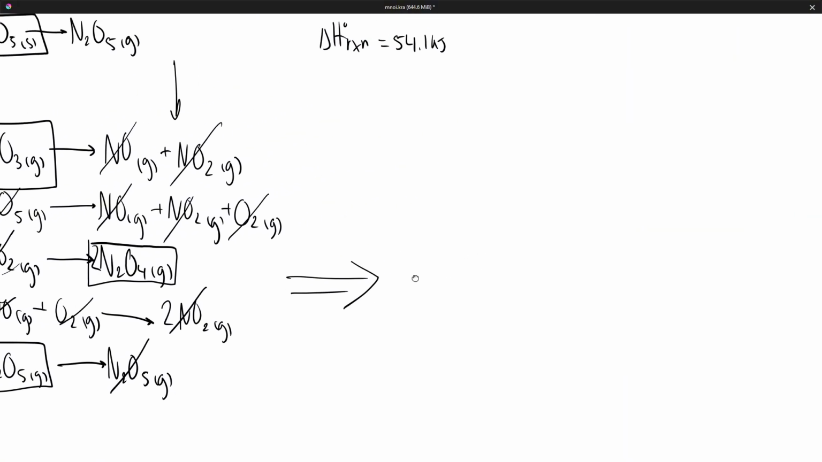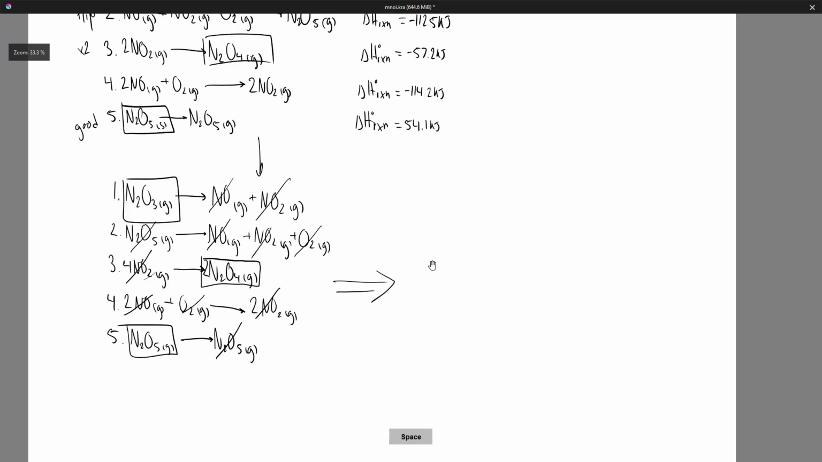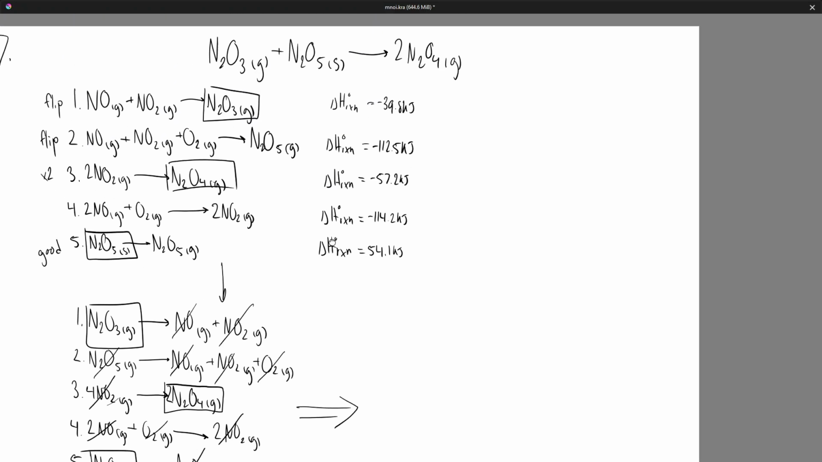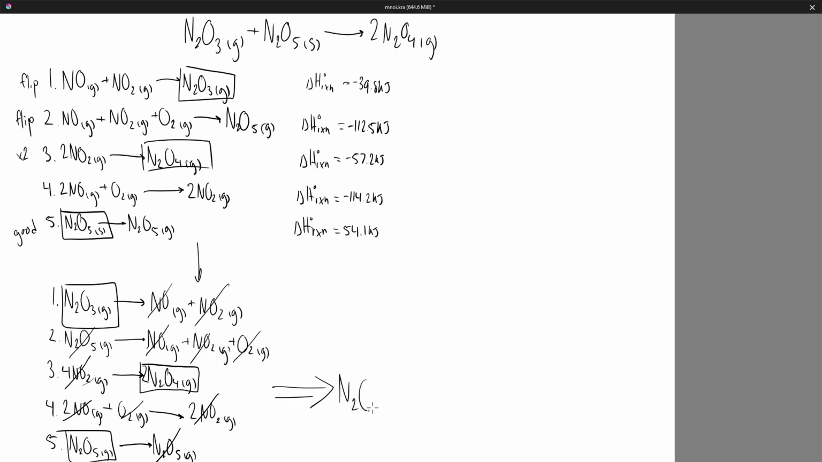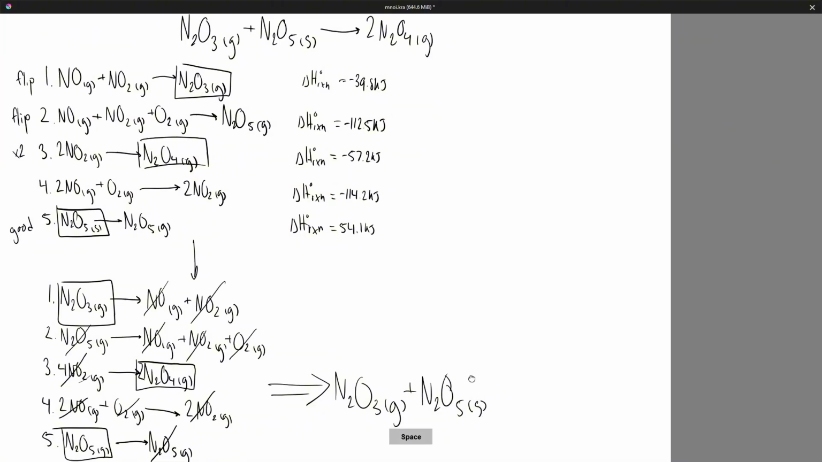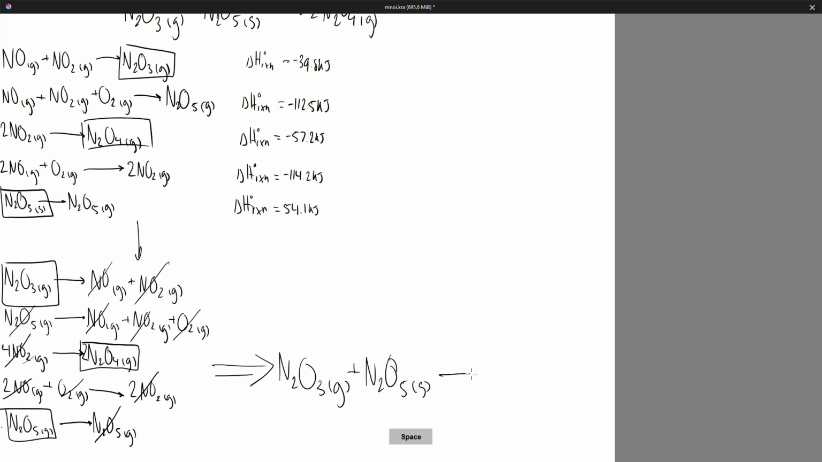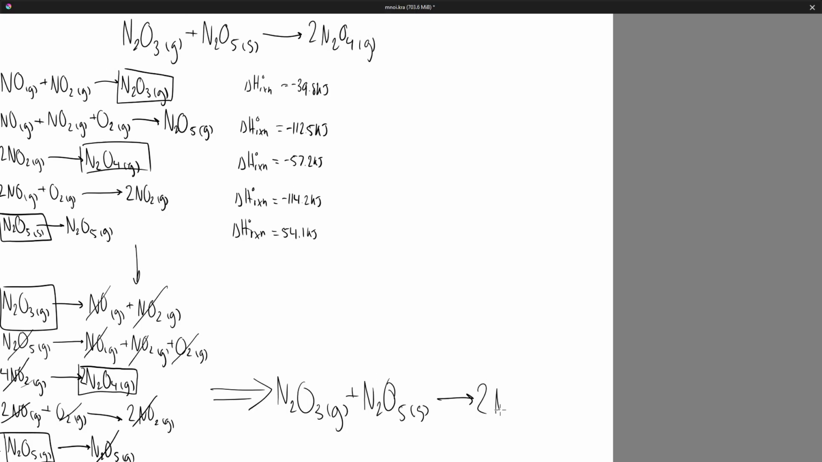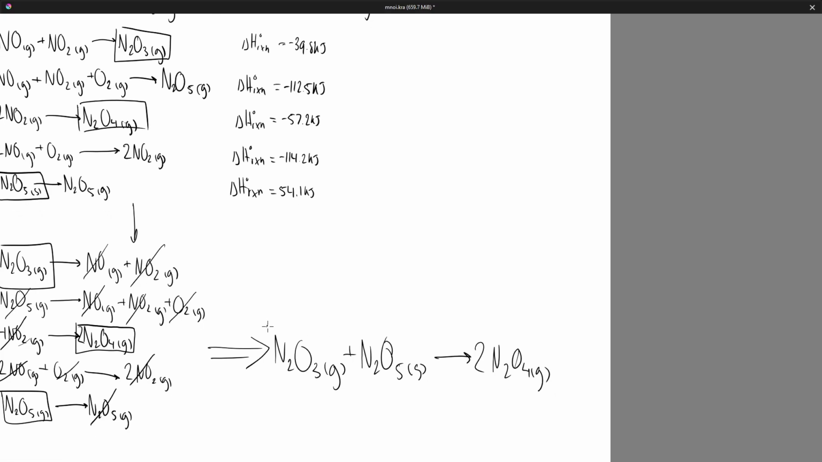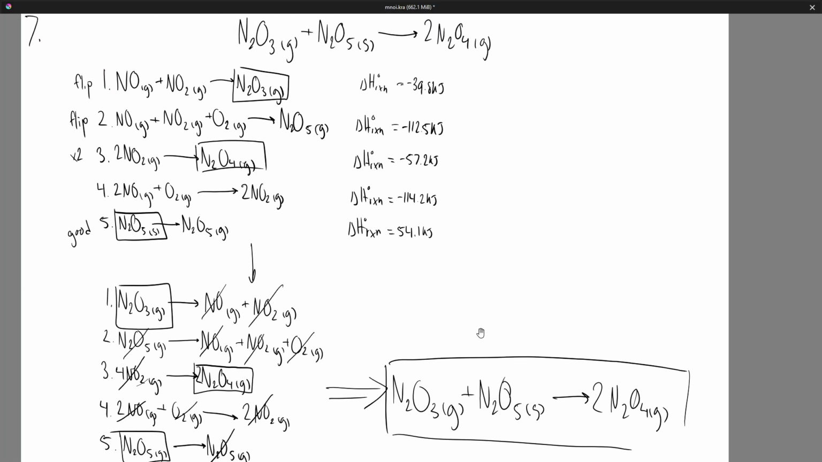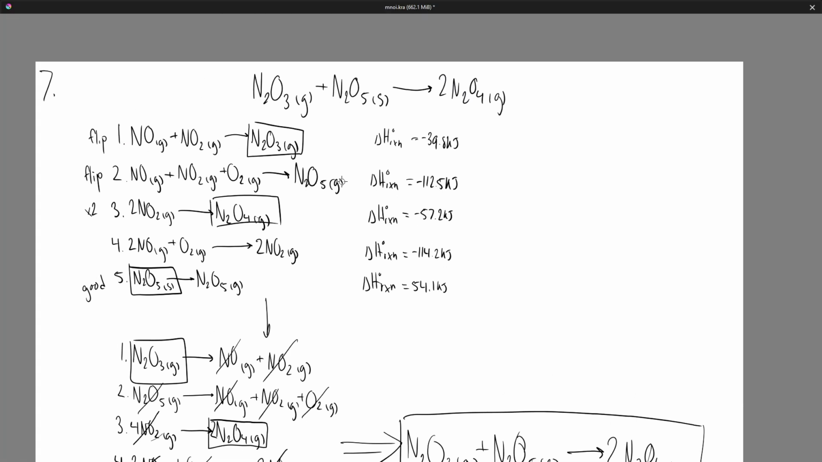It's going to be basically the same as the top equation right here. So it's N2O3 gas plus N2O5 solid makes 2 N2O4 gas. So that's good.